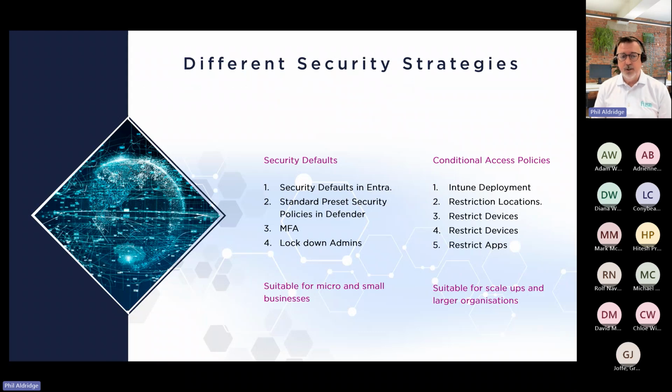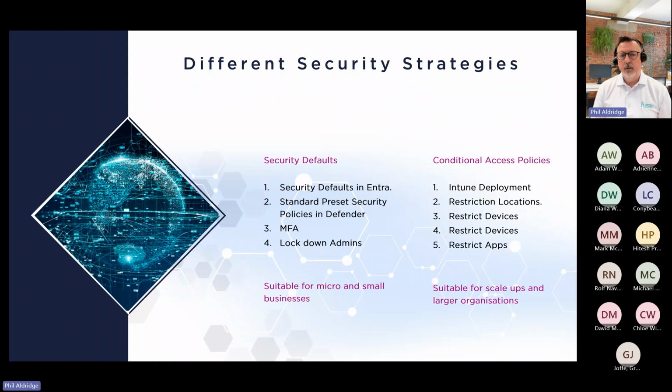Sorry, I got restrict devices twice there. I can't remember why. And then restrict apps. You don't want people logging into applications that you don't want them using, or logging into apps that you have that they shouldn't have.